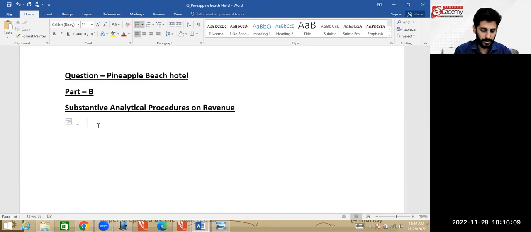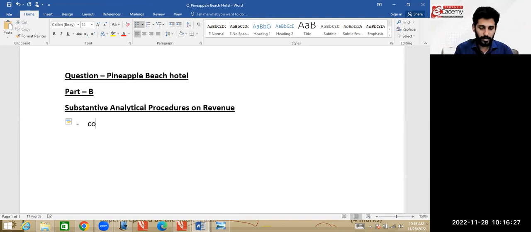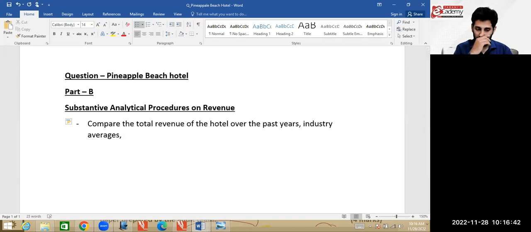That's an important aspect. See that it is the hotel. So first of all, compare the total revenue. Compare the total revenue of the hotel from the past years and industry average and investigate the significant difference. So you will have to compare the total revenue of the hotel over the past years and industry averages, that is the competitors.